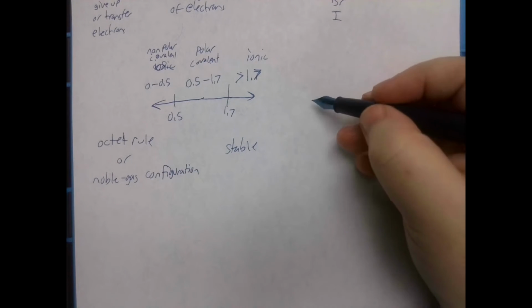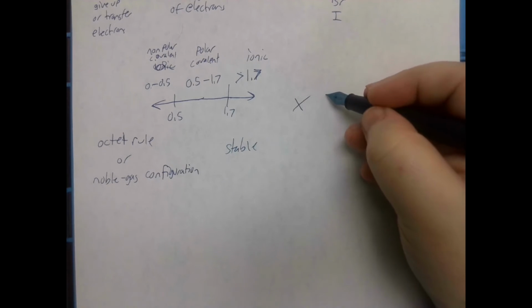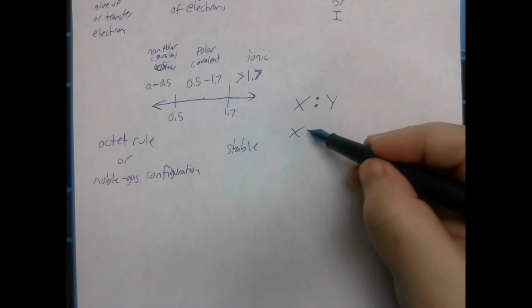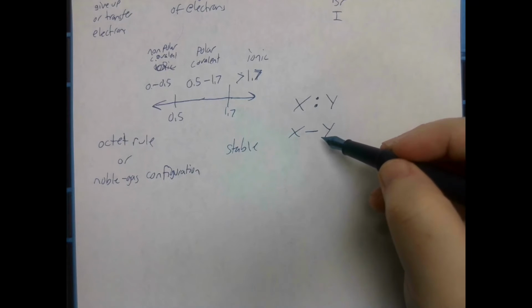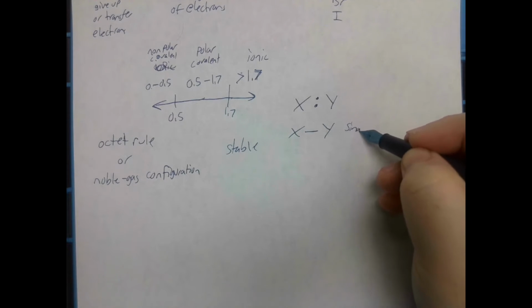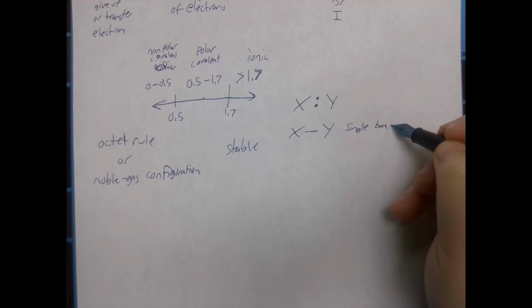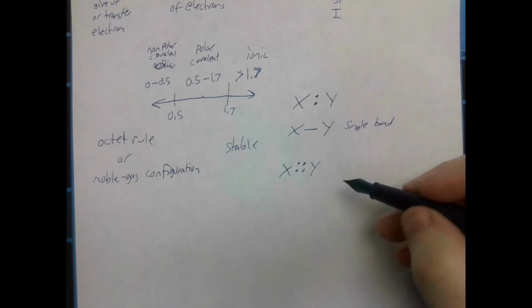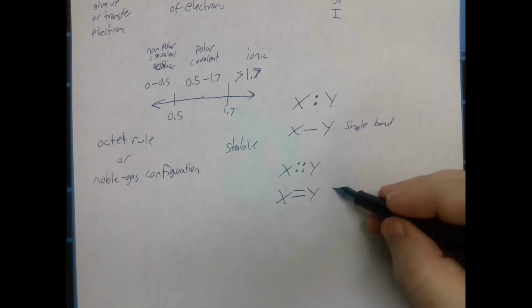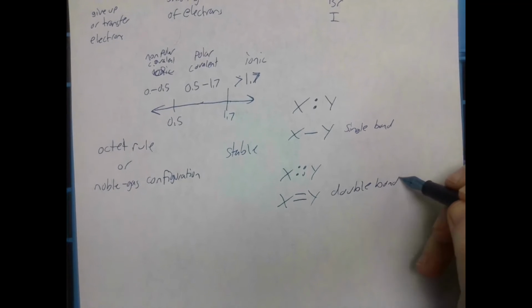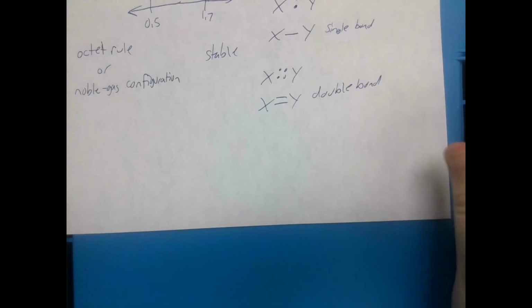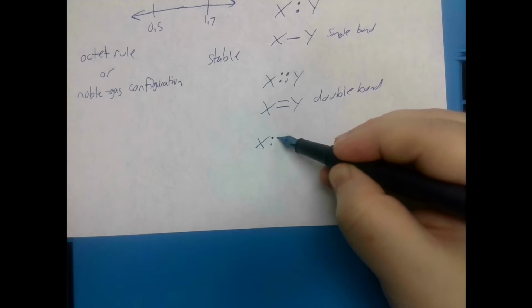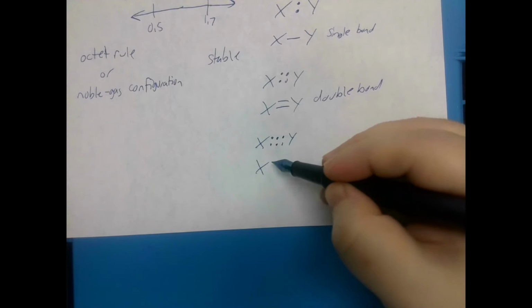So let's say element X and element Y. If we have a pair of electrons between them, we can represent this pair of bonded elements as a single bond. If we have two pairs between them, we can represent this with a double bond. And likewise, a triple bond.